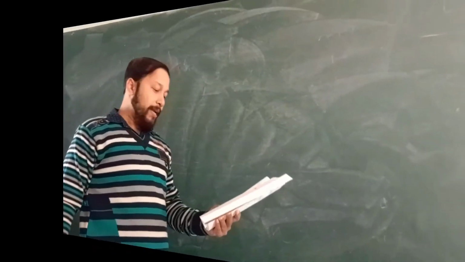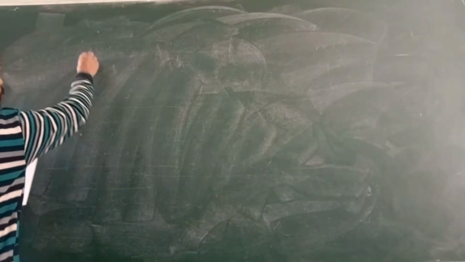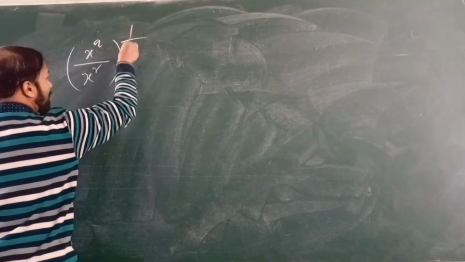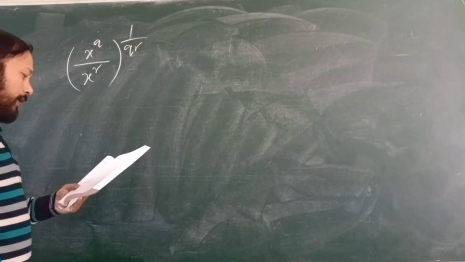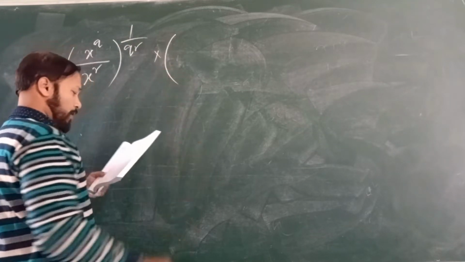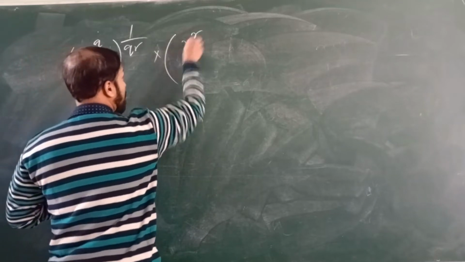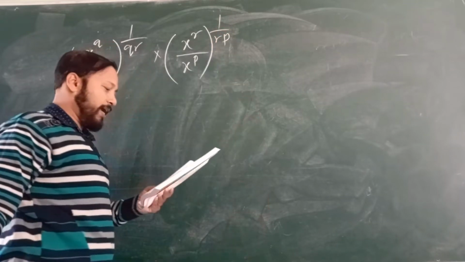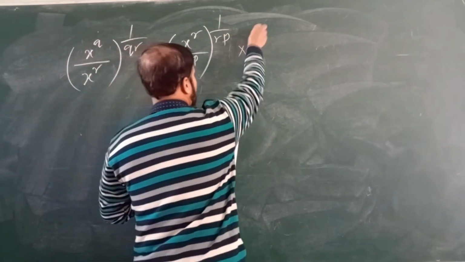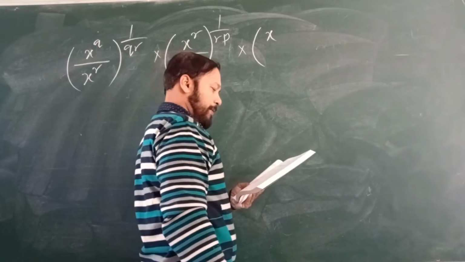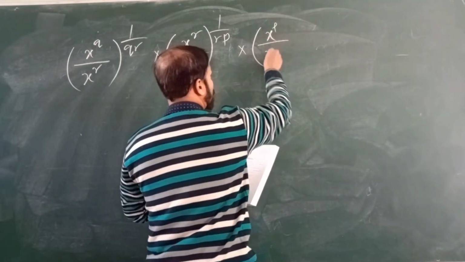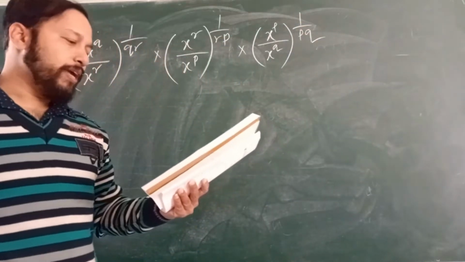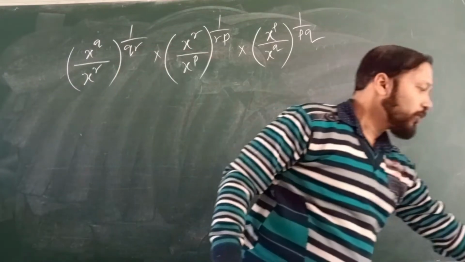Let us move to our next sum. Next sum is x to the power q by x to the power r, whole to the power 1 by qr, into x to the power r by x to the power p, whole to the power 1 by rp, into x to the power p by x to the power q, whole to the power 1 by pq. We have to simplify it.